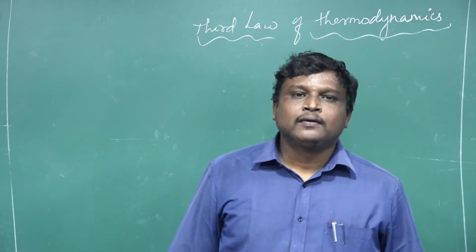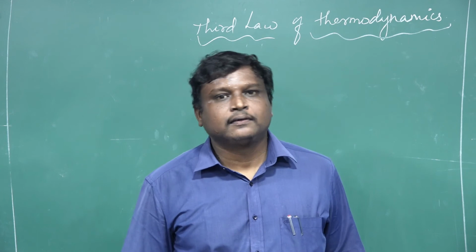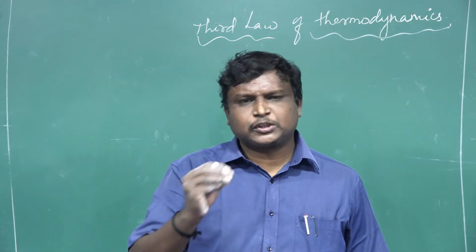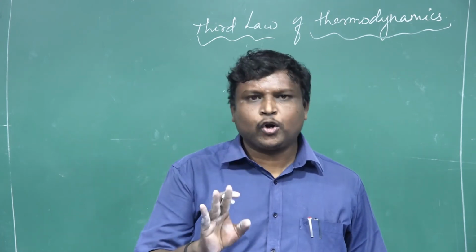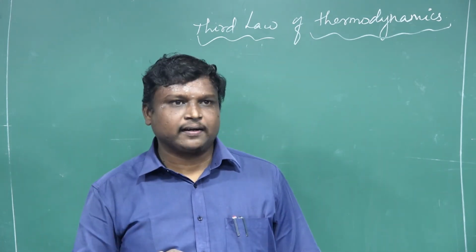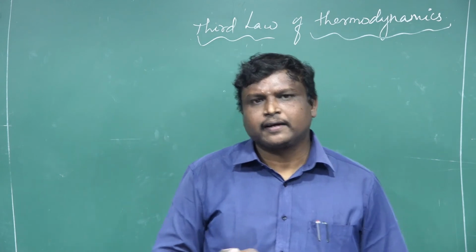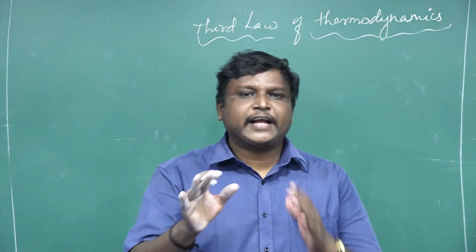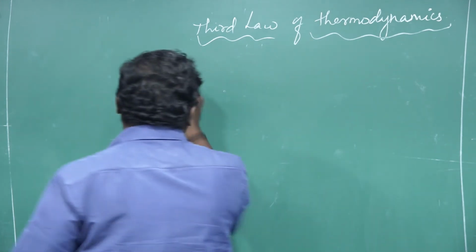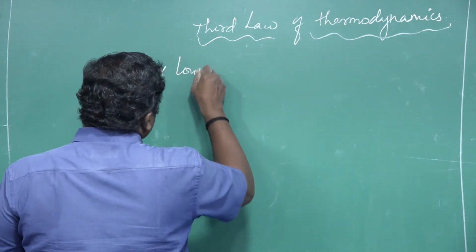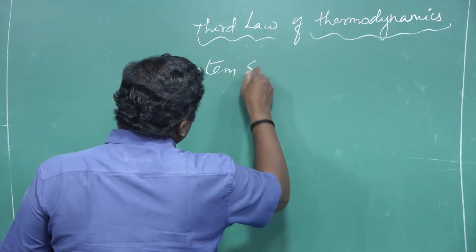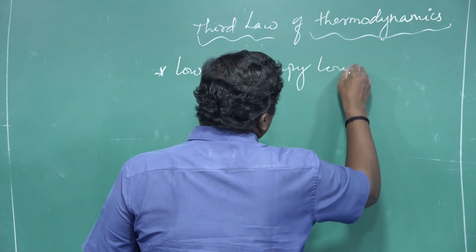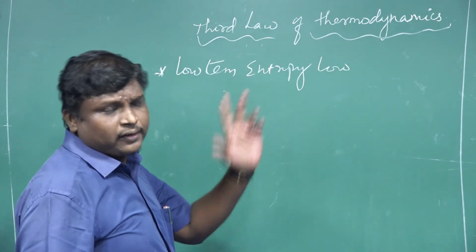Next, the third law of thermodynamics, especially entropy. Entropy means the order to disorder state. At low temperature, entropy becomes low. First point: low temperature, low entropy.